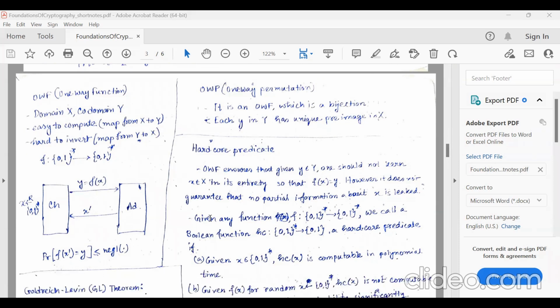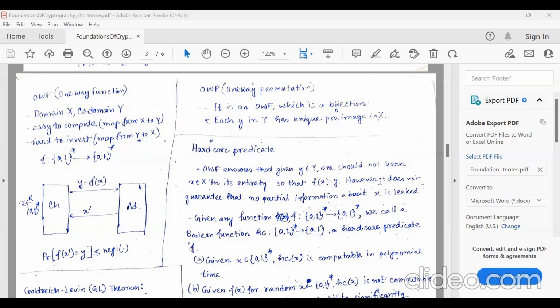Next we recapitulate another concept, which is called hardcore predicate. Basically, for OWF, as we said, given Y it is hard to compute X in its entirety. So exactly X should not be recovered from Y. That is okay, but that does not say that you should not have any information about the input x. You can gain some partial information about the input x, and that is allowed in the one-way function definition. We exploit that fact in the concept of hardcore predicate.